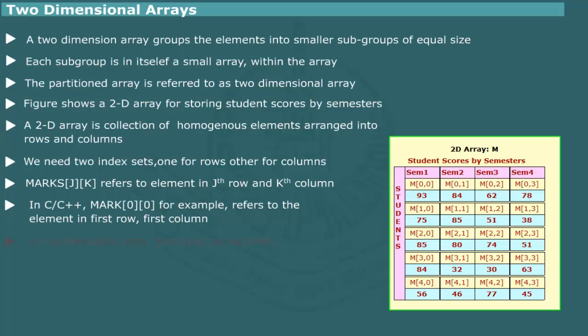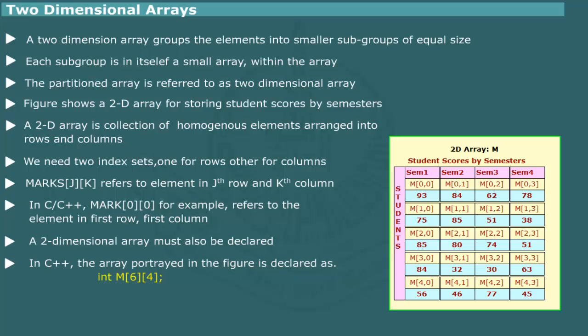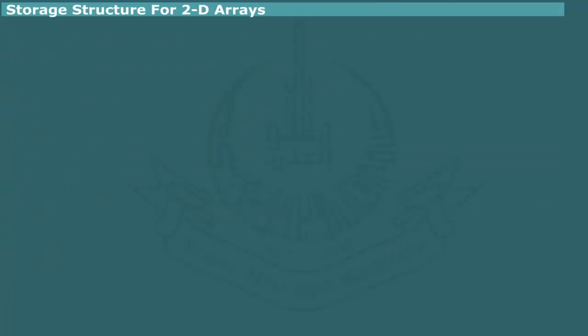As with one-dimensional array, a two-dimensional array must be declared before it is actually processed. The declaration should specify the maximum number of rows and columns besides the array type and name. For example, in C++, the array portrayed in figure might be declared as shown.